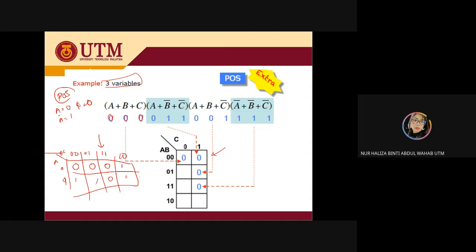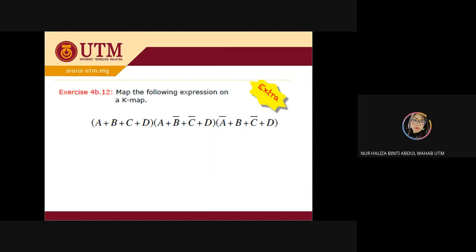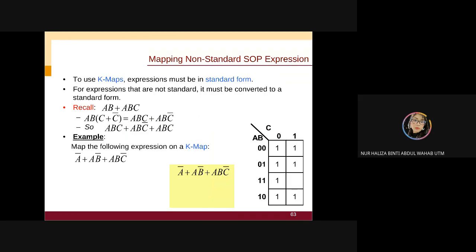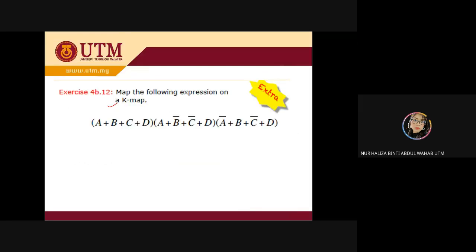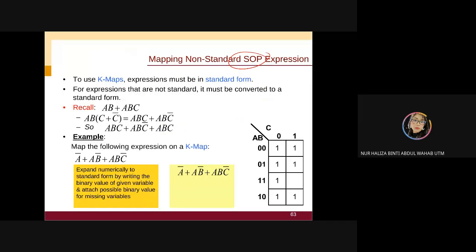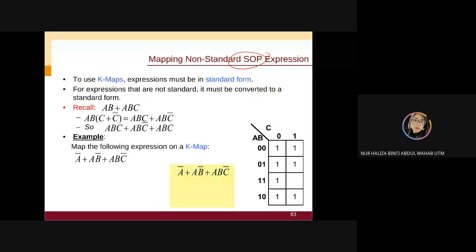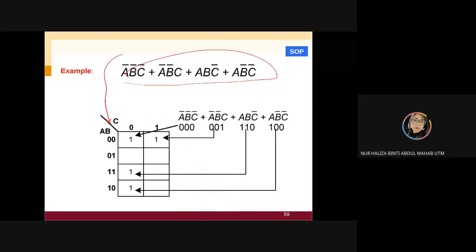You can also have this and this. It is similar. So any question, you can try to do this exercise. It's very easy, not too hard. If you have non-standard, okay, before we go for non-standard, didn't have enough time. So any question for here?